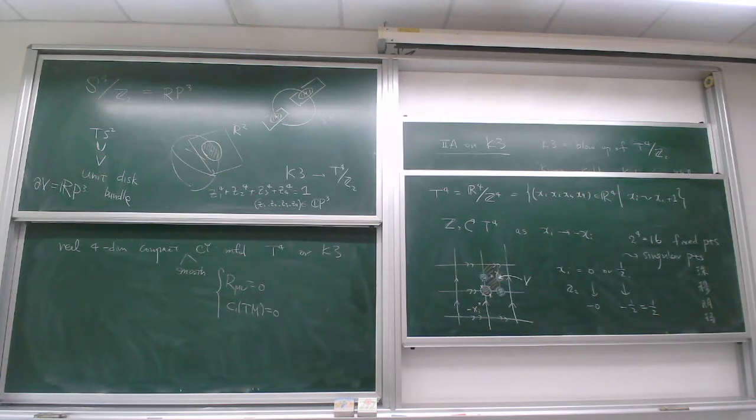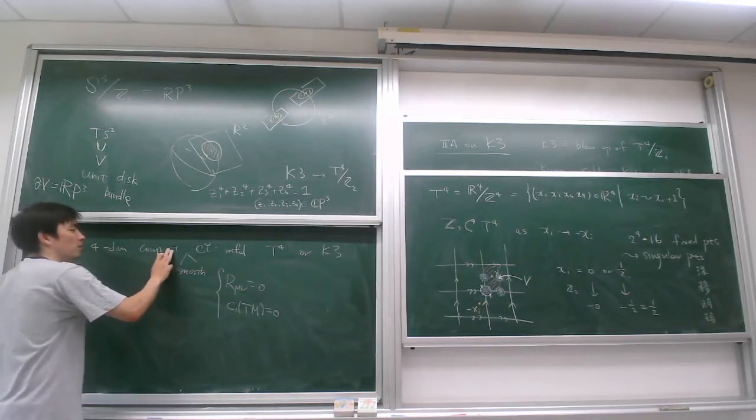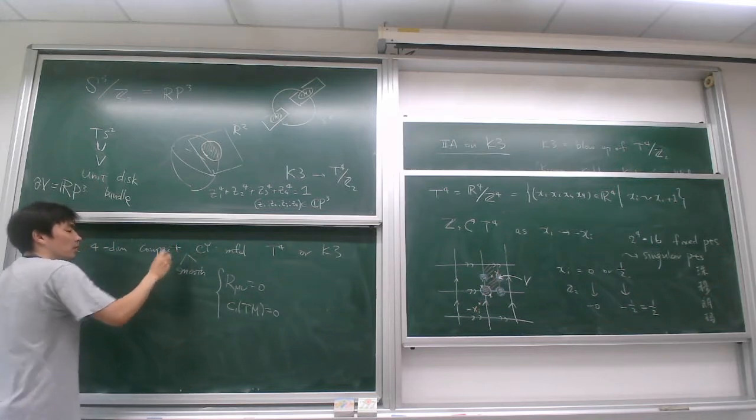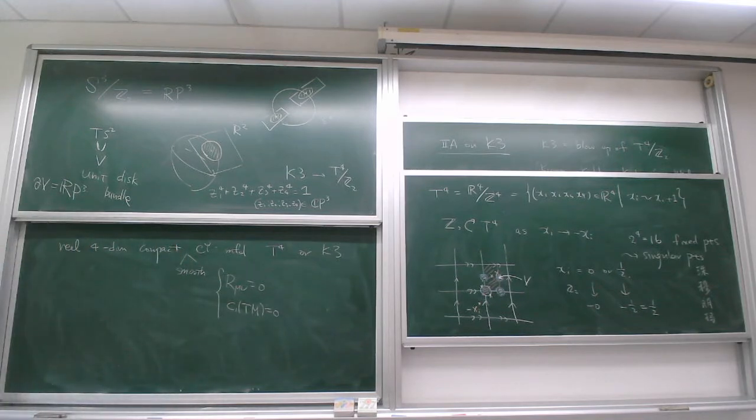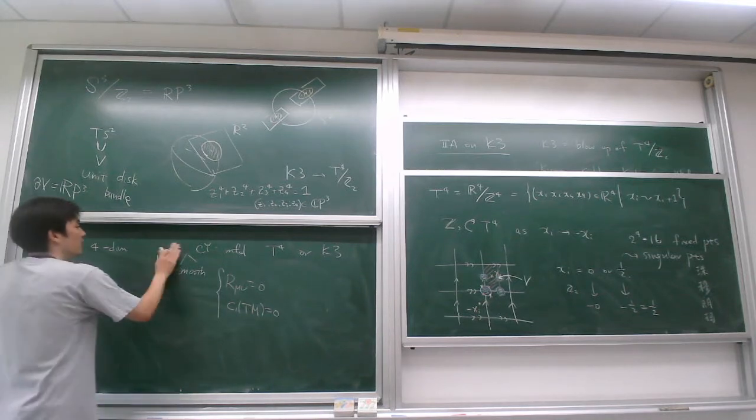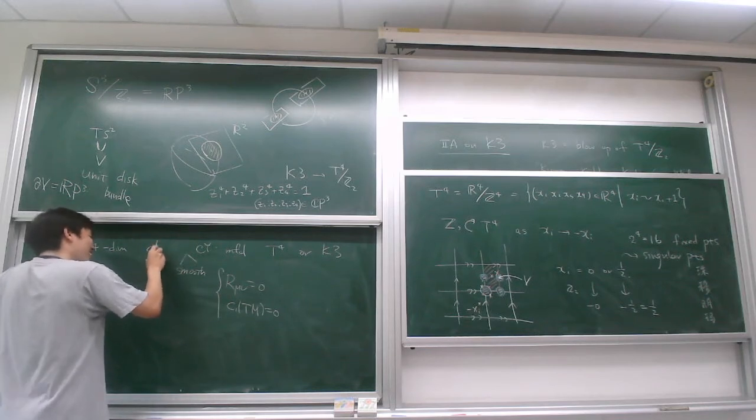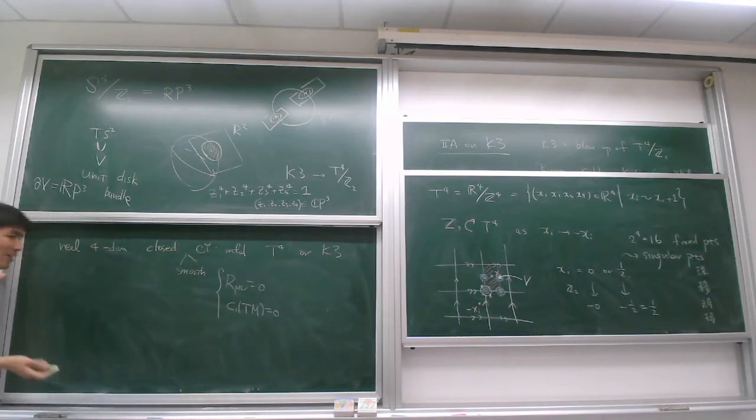Yes. Huh? Compact already means closed. Compact means closed without boundary. Oh, sorry, you are right. It's closed. No, sorry. Closed means compact without boundary. Sorry, you're right. Thank you very much. Okay, thanks for pointing out my mistake.